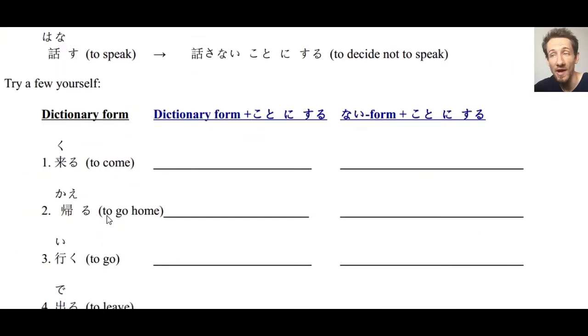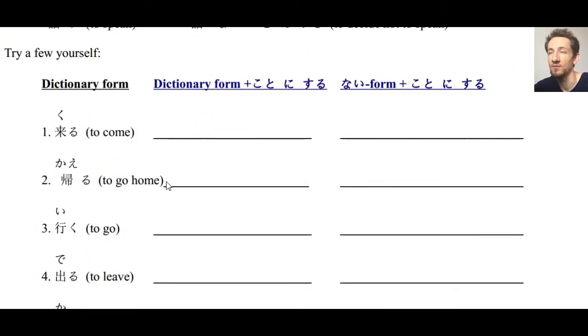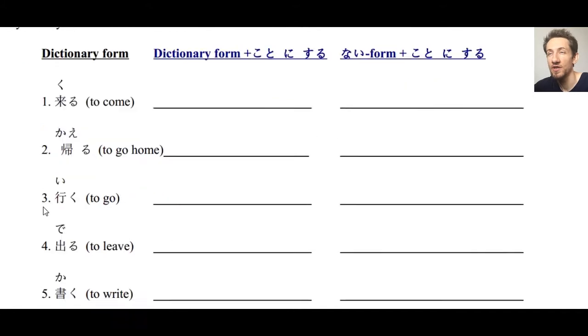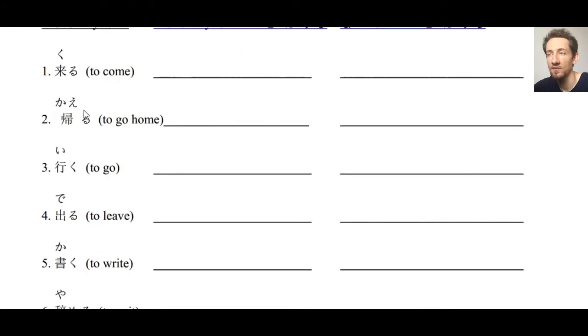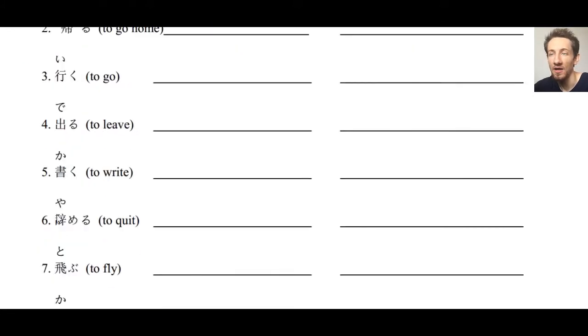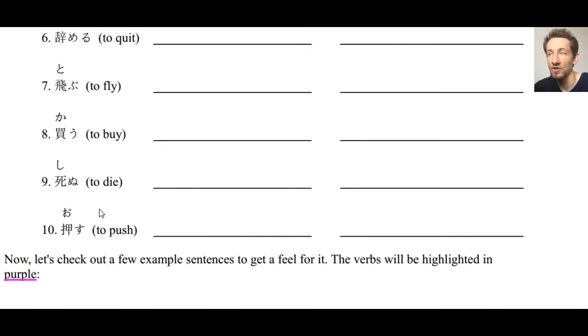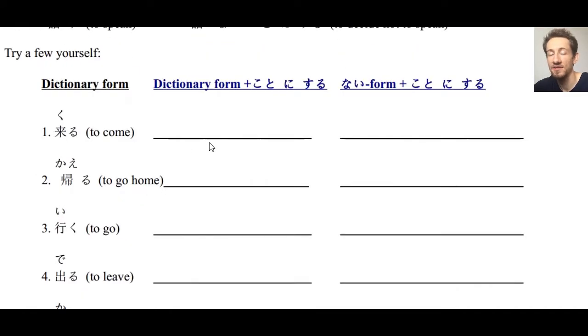But anyway, now we're going to practice just to make sure we have it down. So over here in this column, we have the dictionary form of the verb kuru, iku, yameru, kau. So in the first column, I want everyone to write just the dictionary form with koto ni suru appended. And in this second column, the nai form with koto ni suru. Okay, so very, very easy.